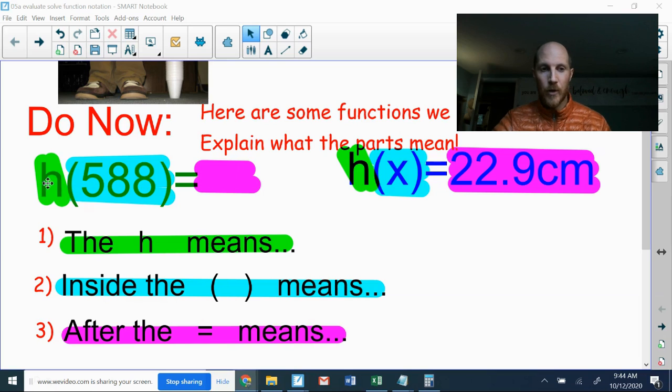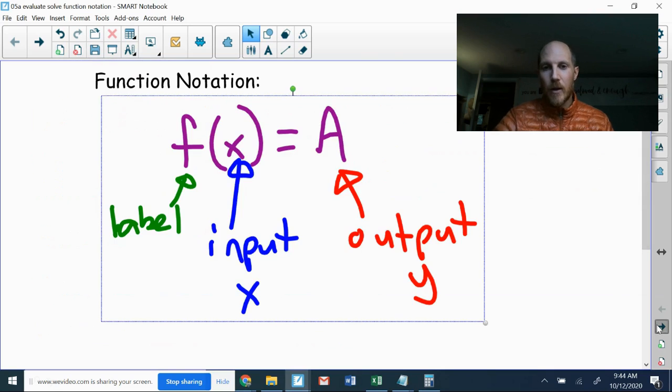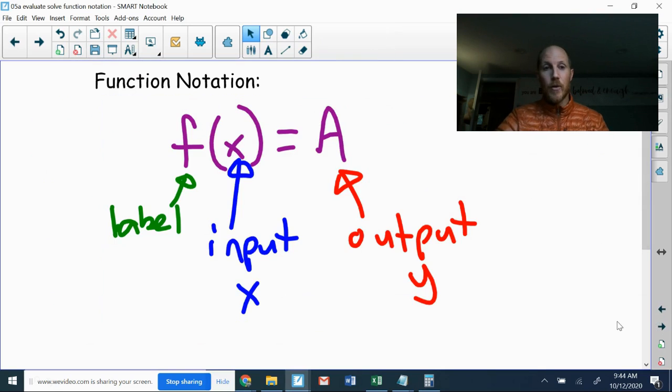So the first question, the height of 588 cups is, no, I had to measure it. And in the second expression, the height of some number of cups would be 22.9 centimeters. I don't know the number of cups, but I know the output, 22.9 centimeters. Okay, so I captured those same ideas here into this more concise format.